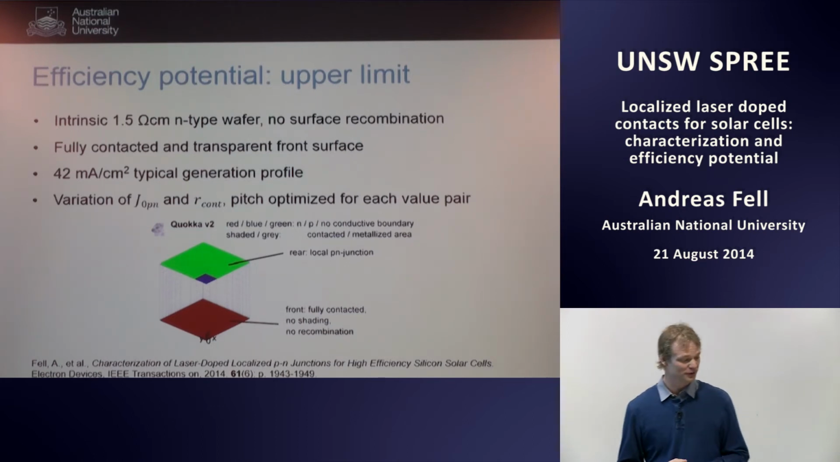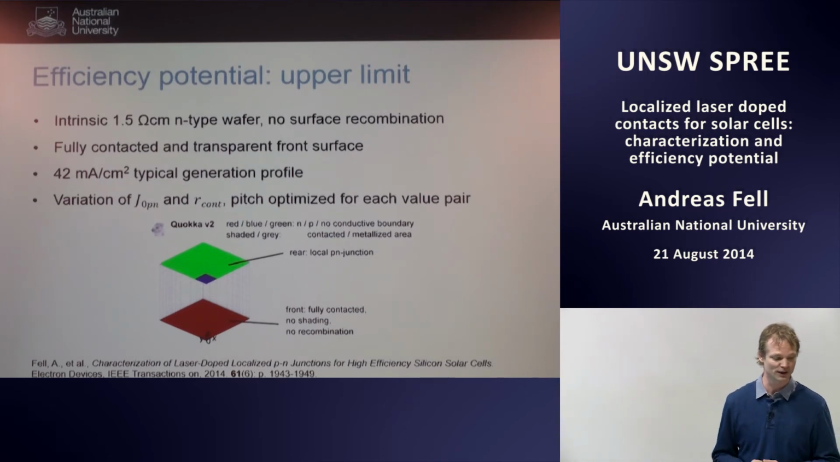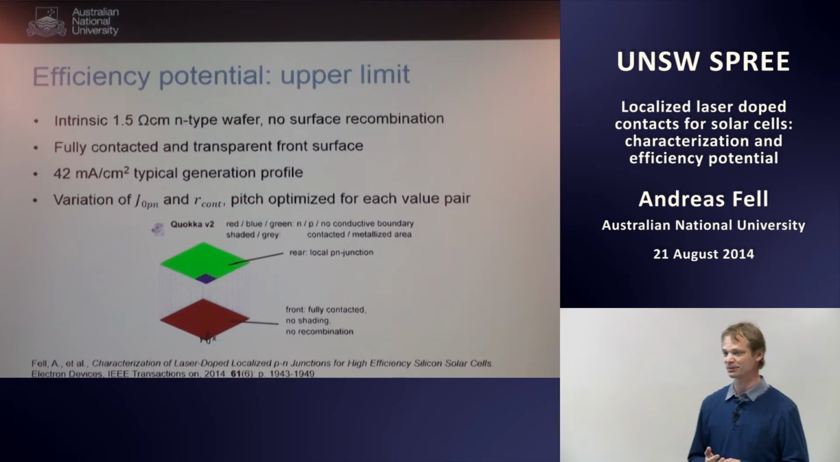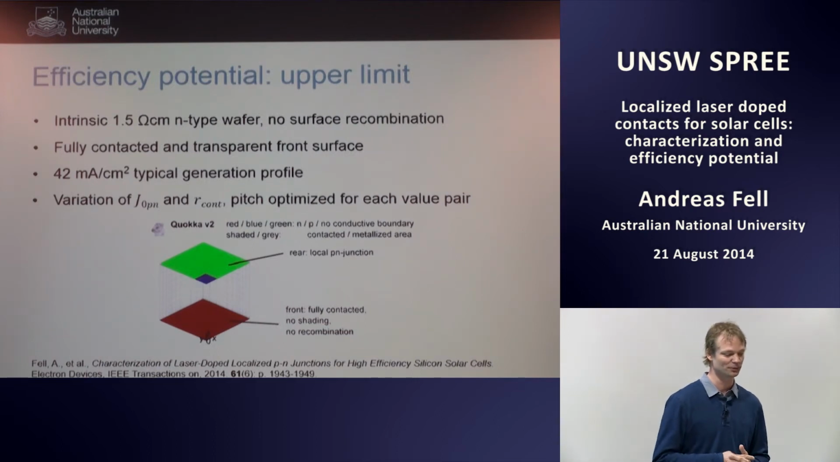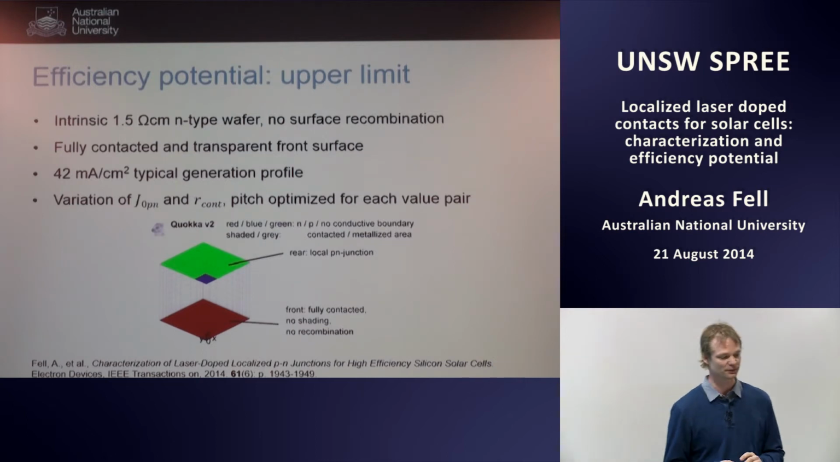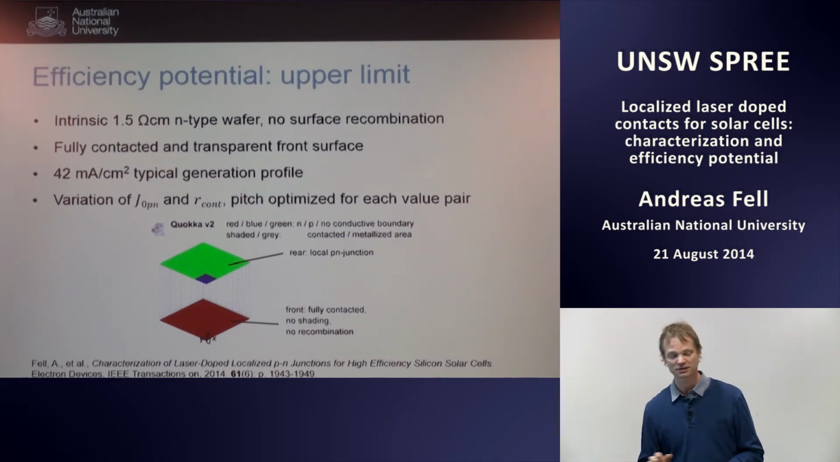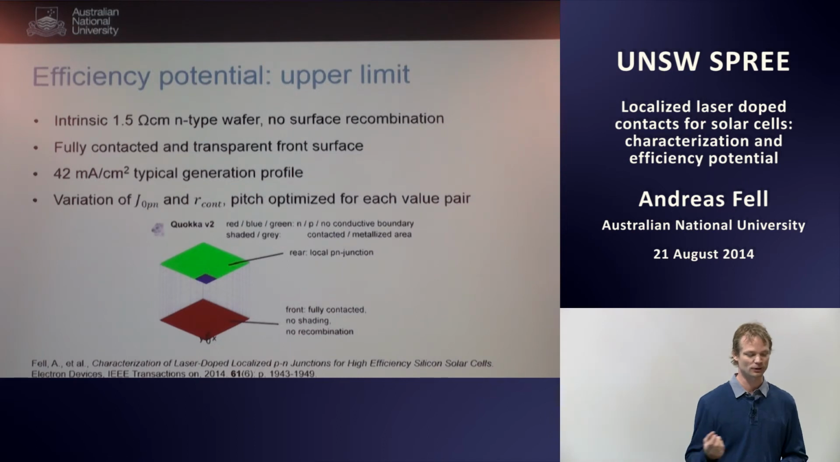So what we assume here for this set of simulations is an intrinsic 1.5 ohm centimeter N-type wafer. At least the 1.5 ohm centimeter N-type is something which is industrially feasible. You probably don't get an intrinsic one, but it turns out you get quite good material, actually even industrial. In industry, it could be a couple of milliseconds. The second harsh assumption is that we assume no surface recombination besides the laser localized feature.